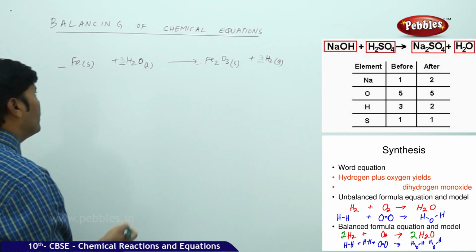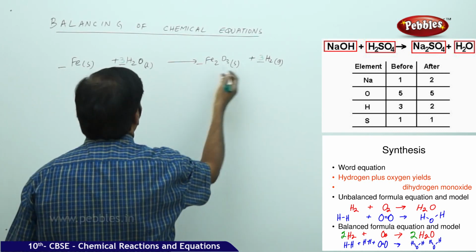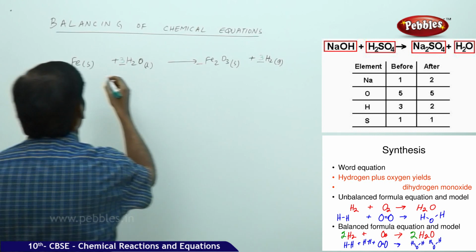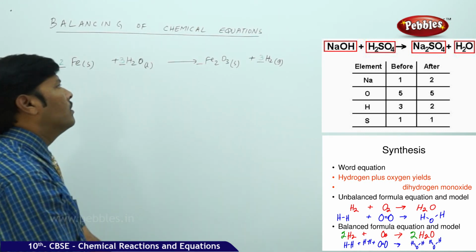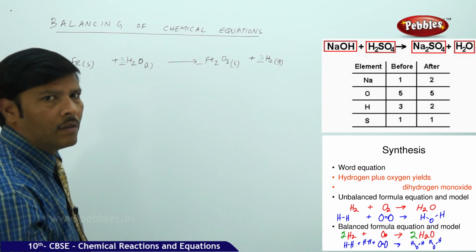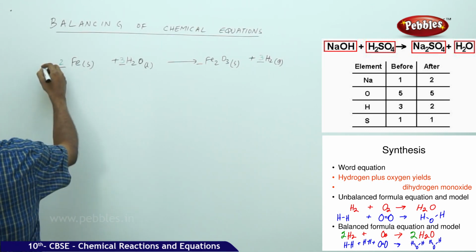So what you are noticing here is that as of now the number of hydrogens are balanced, 6 hydrogens and 6 hydrogens, 3 oxygens and 3 oxygens. We have 2 irons, but we have only 1 iron, so this is how the irons are getting balanced and the entire reaction is getting balanced. Take one more example; that is the first one.